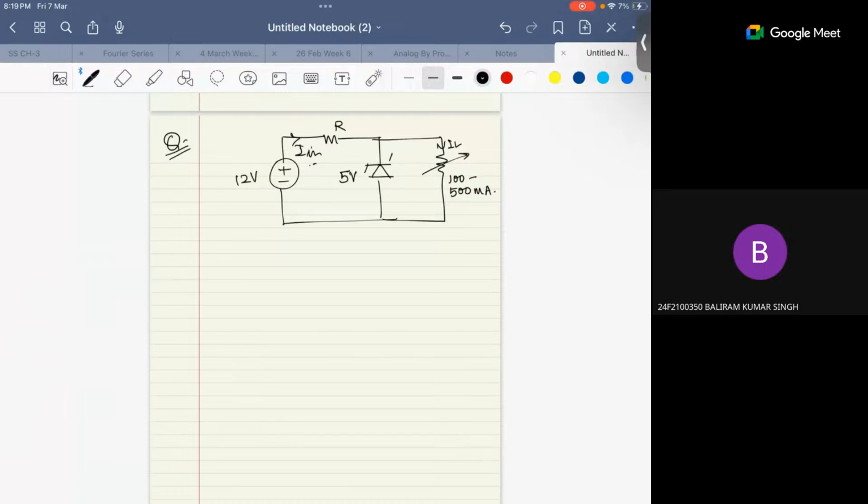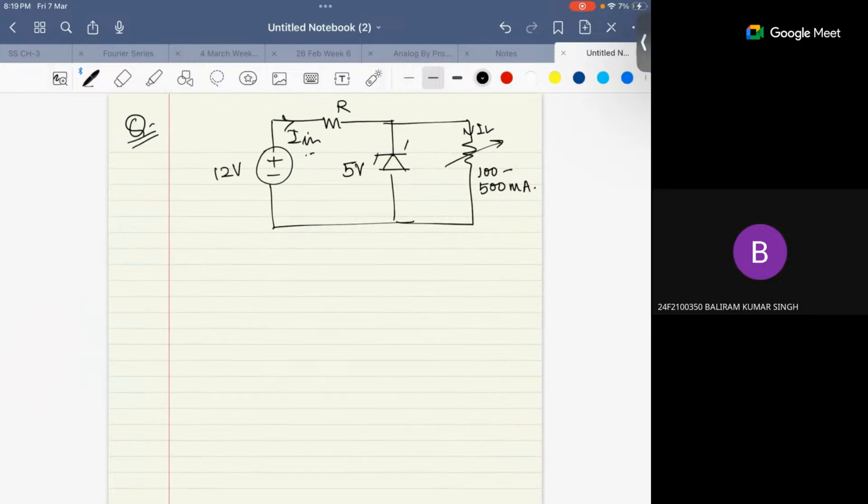Okay, because this will be fixed, right? Yes, because the voltage source is fixed. The input voltage is also fixed, and this is working in Zener diode condition, like the Zener diode is working in reverse bias with breakdown. Only then it will be fixed, right? 12 minus 5 upon R. This will be I input.